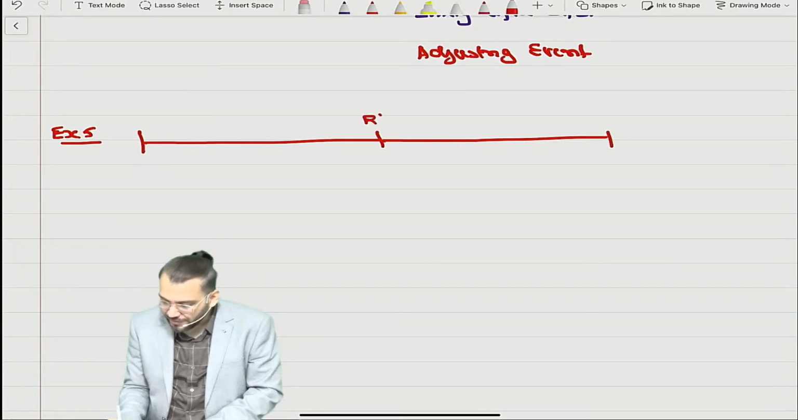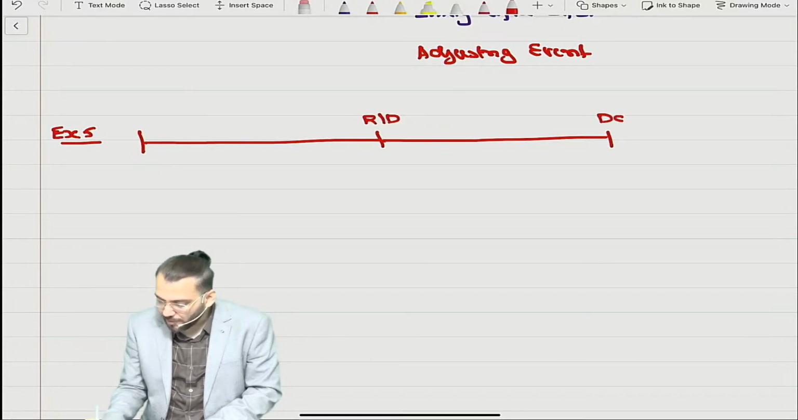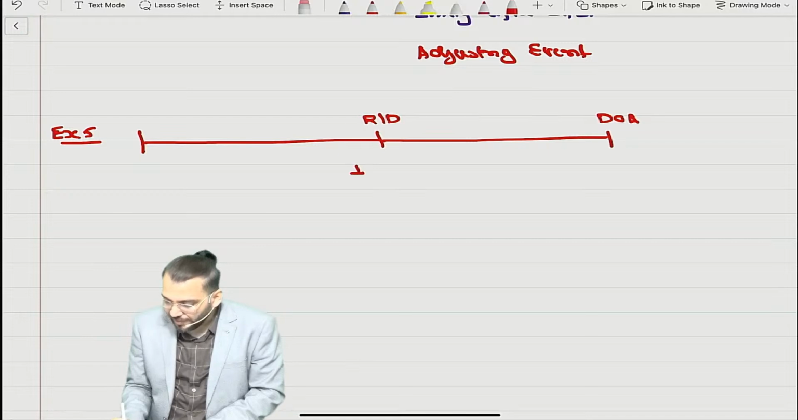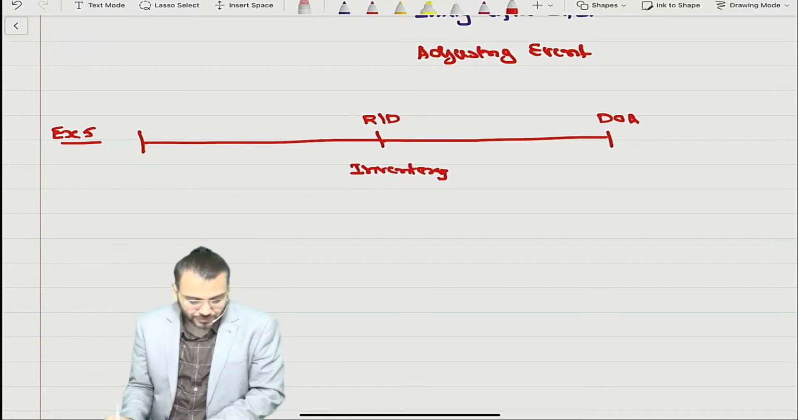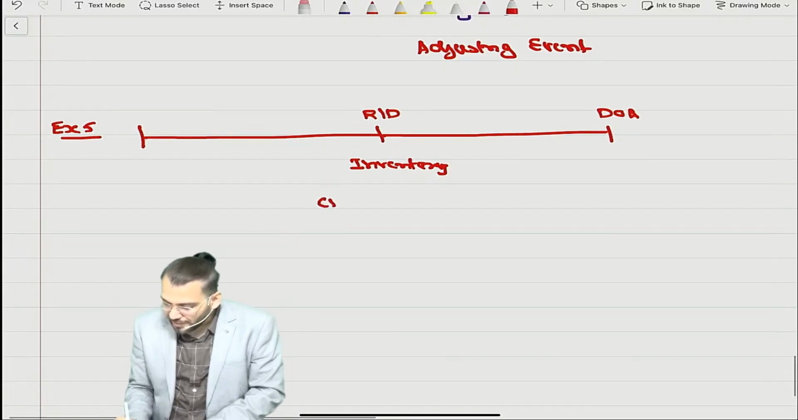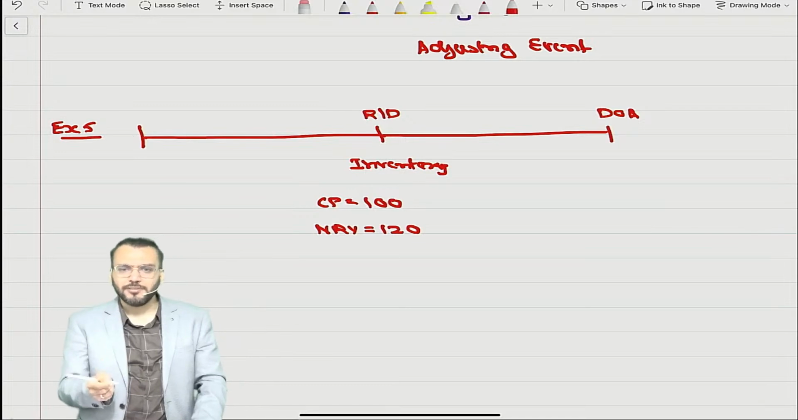Now this is the reporting date. This is the date of approval, and there was some inventory on the reporting date. The cost price of the inventory was 100 and the NRV of the inventory was 120. Now you know the cost price, you know the NRV.